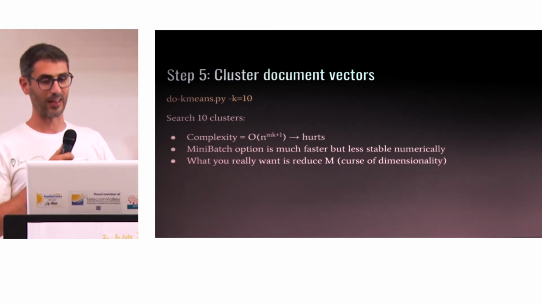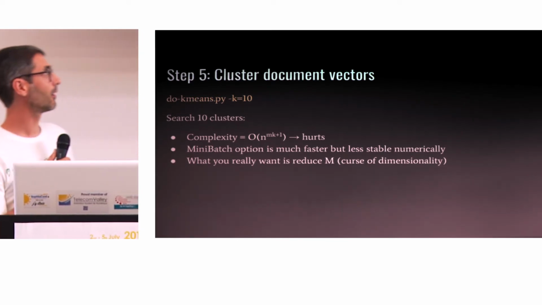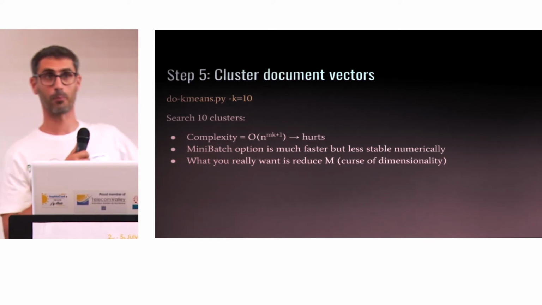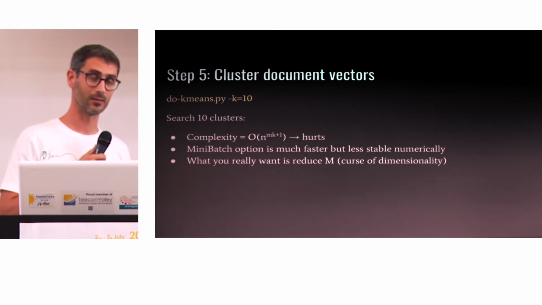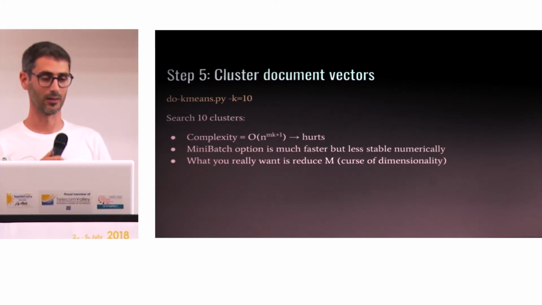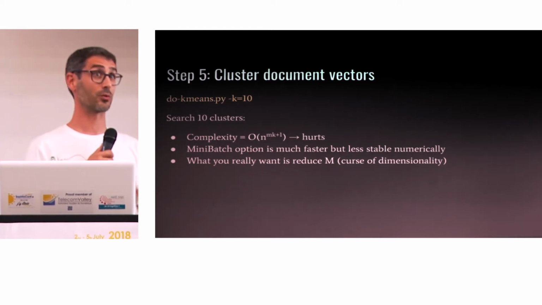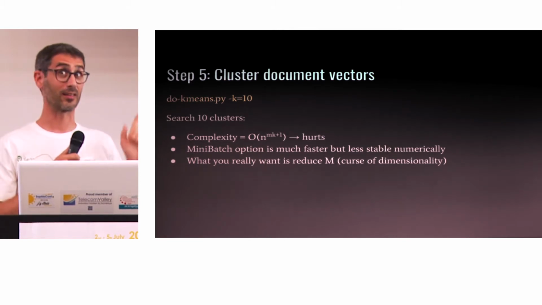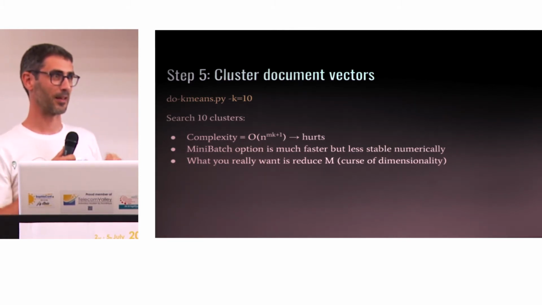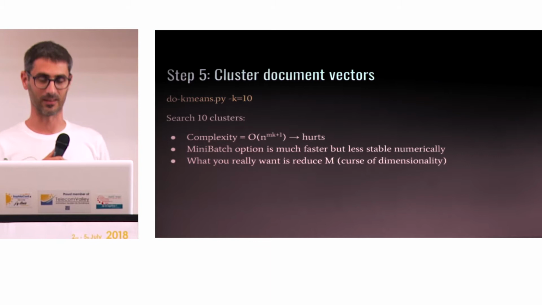There are faster options. Mini batch is a fairly popular option. It's much faster because it can be parallelized. K-means cannot. So people do this, but this introduces lots of issues in terms of numerical stability. And again, I wanted this to be simple, so I kept the very conservative option, k-means.